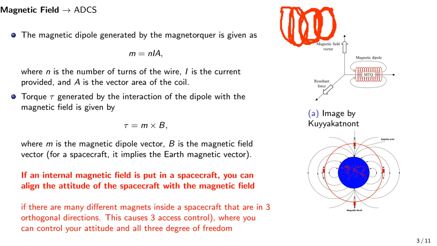because it's usually generated by the interaction of the dipole with the magnetic field. So your torque would be your M times your B, and B is the magnetic field vector. And I've noted that for a spacecraft, it implies the Earth's magnetic field vector. All right, these values may be given to you, otherwise you may have to identify them yourself. Your M will be computed from this equation, and then your torque will be computed by multiplying M by B.